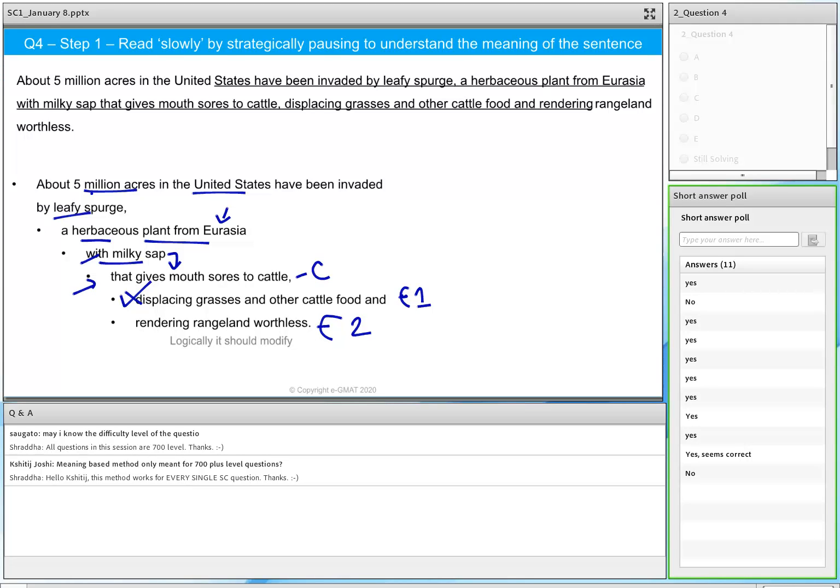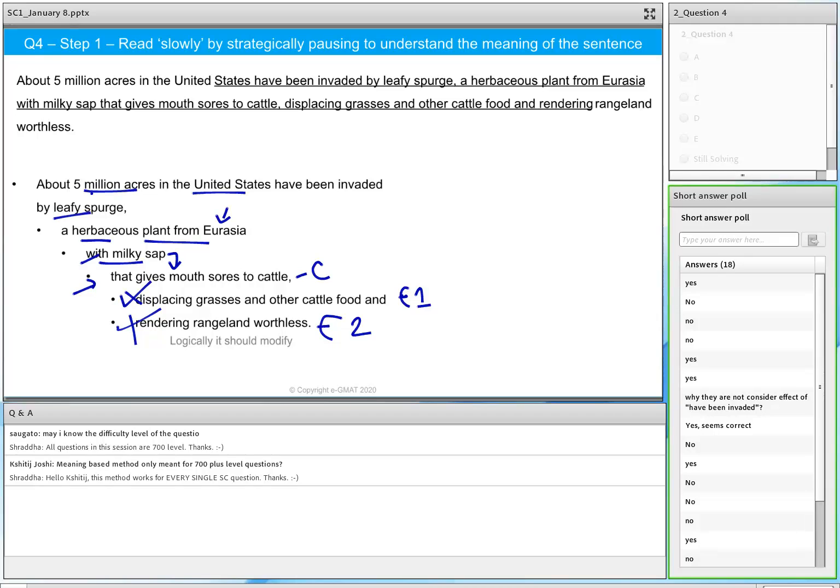I'm surprised that most of you are saying yes, but that is not the case. Why? Okay, let me give you another alternative. And then you compare these two options and then you tell me which one makes better sense. One cause and effect is presented by the sentence. It is saying that because milky sap gives mouth sores to cattle, it makes grazing grounds worthless. Who is doing that action? The milky sap. It is the milky sap that is making the rangeland useless.